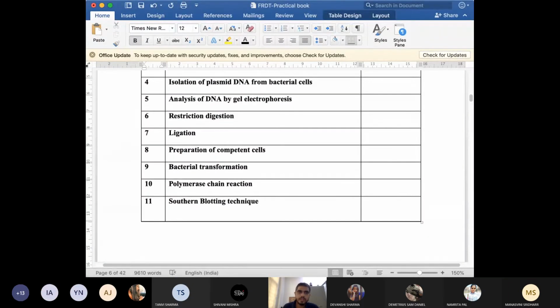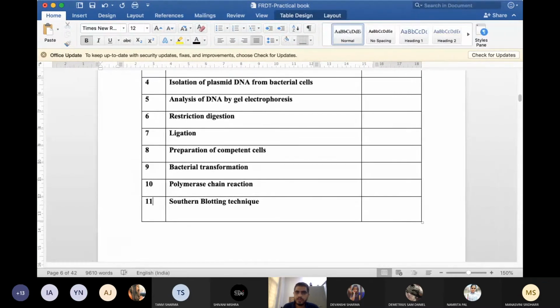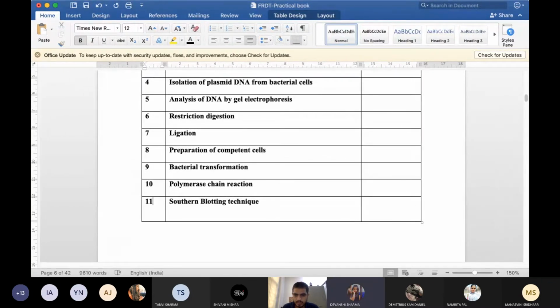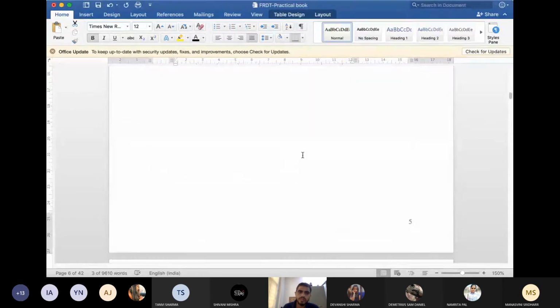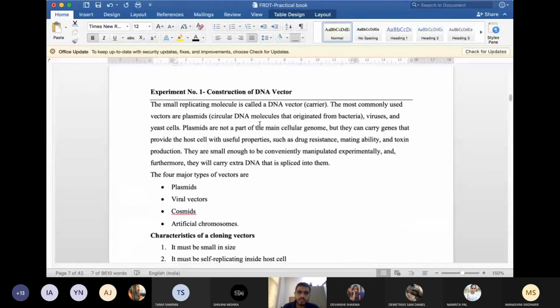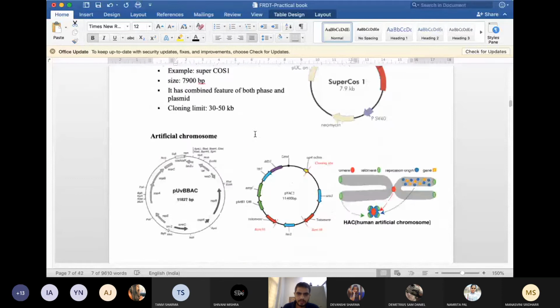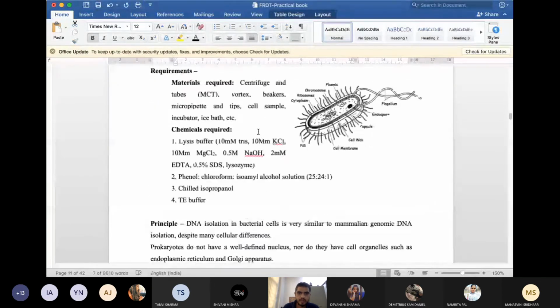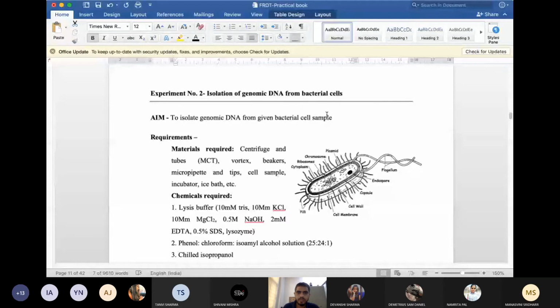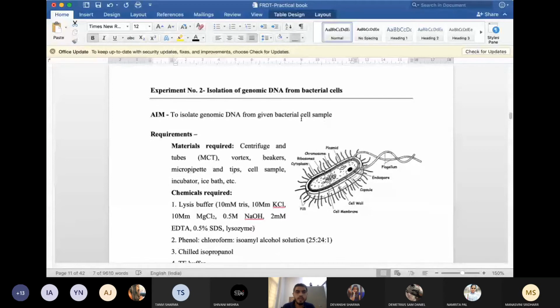Okay, so this is the one. Is the document visible to you? Yes, sir. Okay, so construction of DNA vector we are not going to talk about. I'm going directly to number 3. In principle, it should be number 1 only. So this is the construction of DNA vector. Isolation of DNA, yeah, this one.